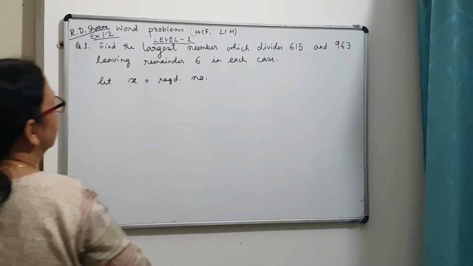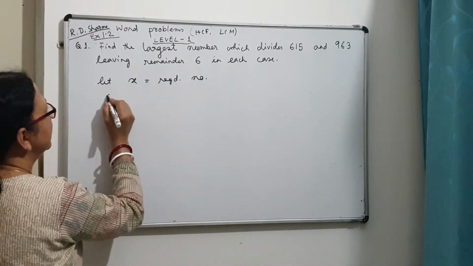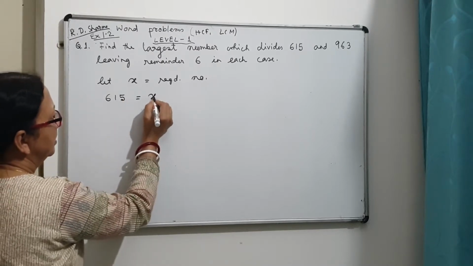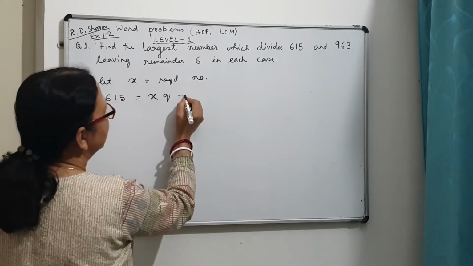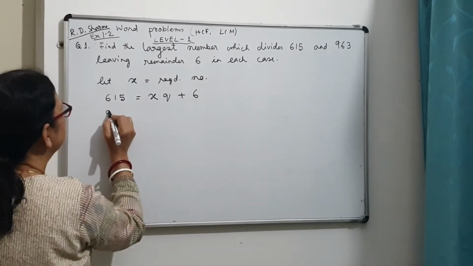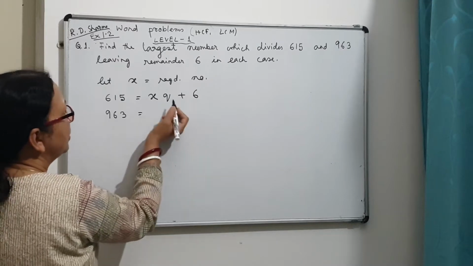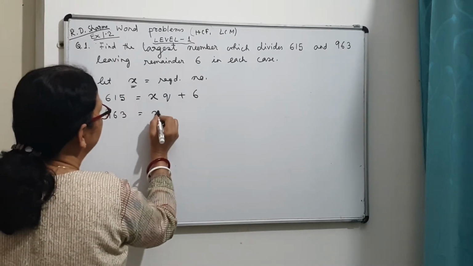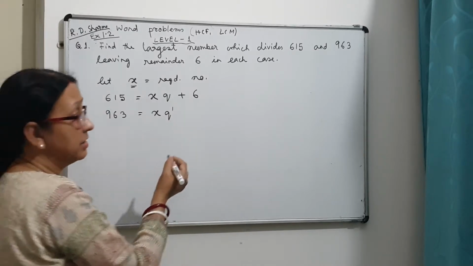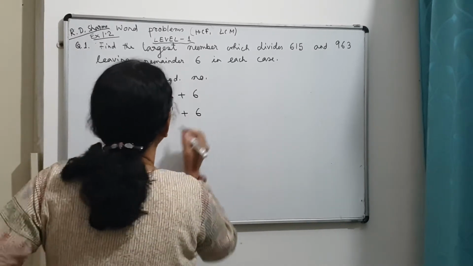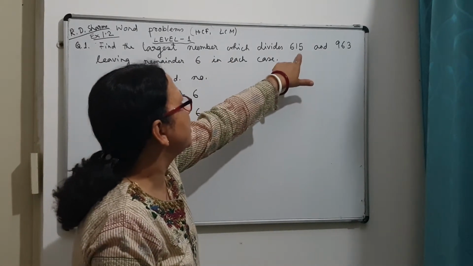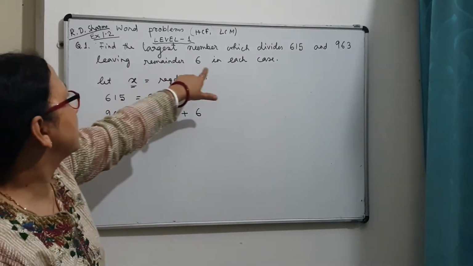That means 615, when it is divided by x, will have some quotient and the remainder will be 6. And the other number 963, when we divide by this number, will have some different quotient, say q dash, and the remainder will be 6. So this is the situation: to find the largest number which divides both, leaving 6 in each case.